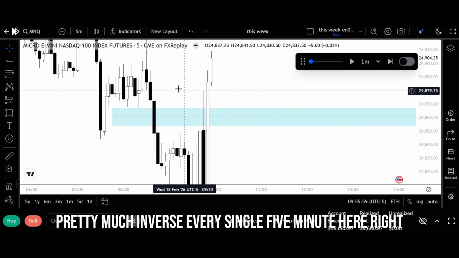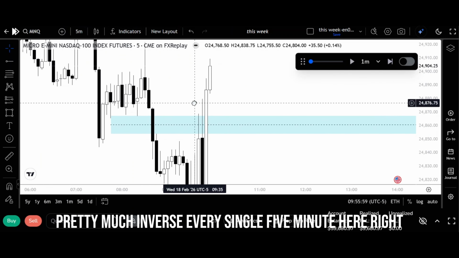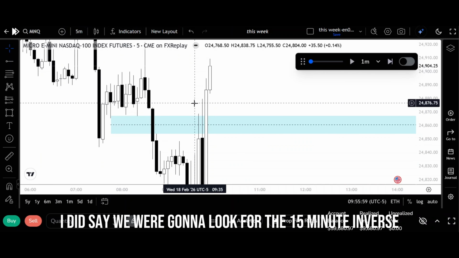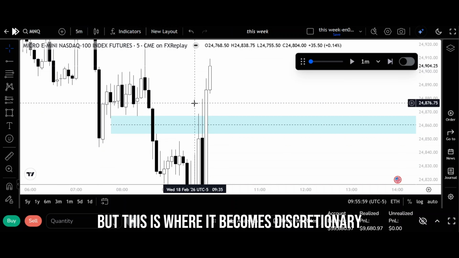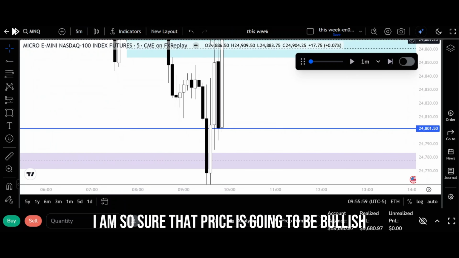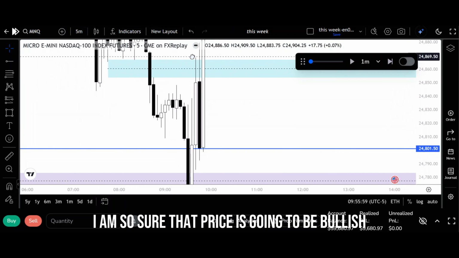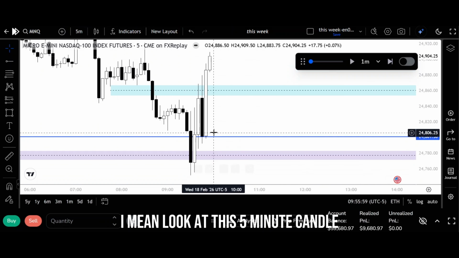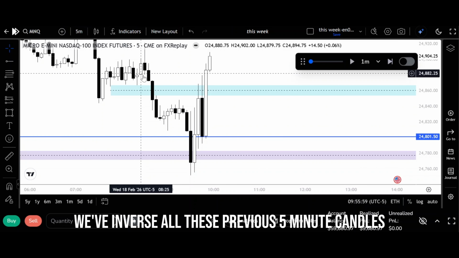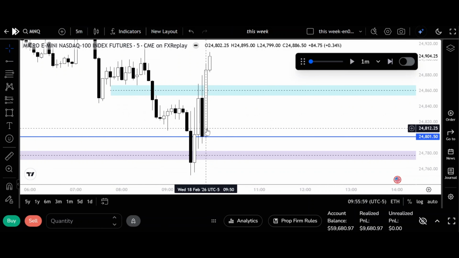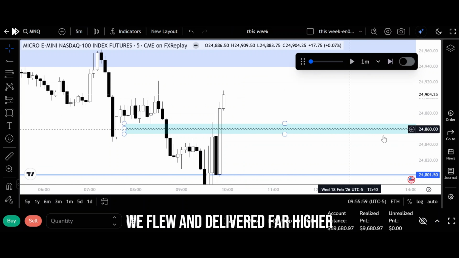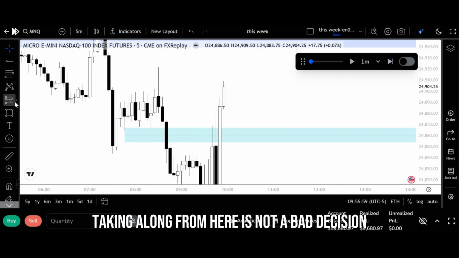So we've pretty much inverted every single 5-minute here, right? I did say we were going to look for the 15-minute inverse, but this is where it becomes discretionary. I am so sure that price is going to be bullish. I mean, look at this 5-minute candle. We've inversed all these previous 5-minute candles and flew and delivered far higher. Taking a long from here is not a bad decision.